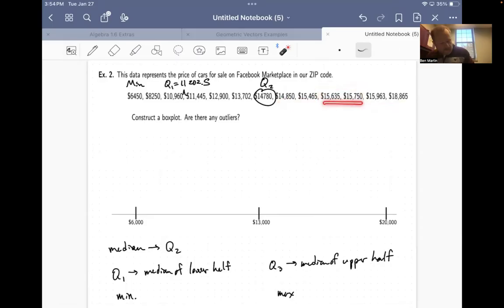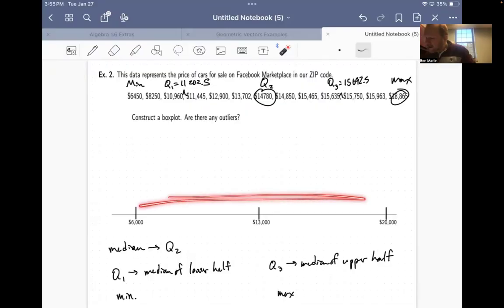So 15,635 plus 15,750, and then divide by 2, and we're going to get that right in here. Q3 is equal to 15,692.5. And of course, this will be our max here at the 18,865.